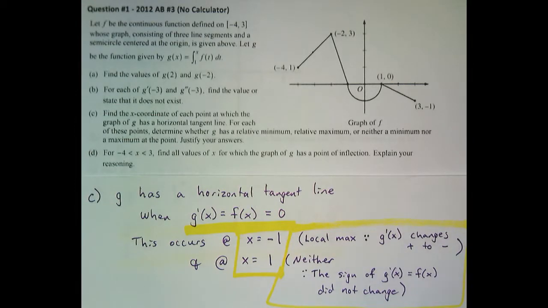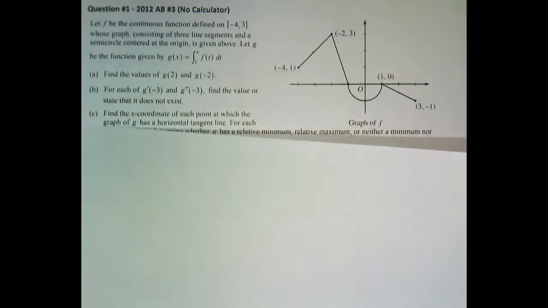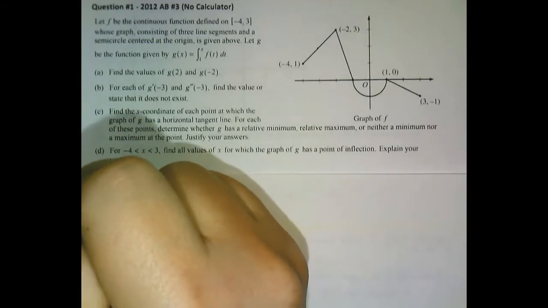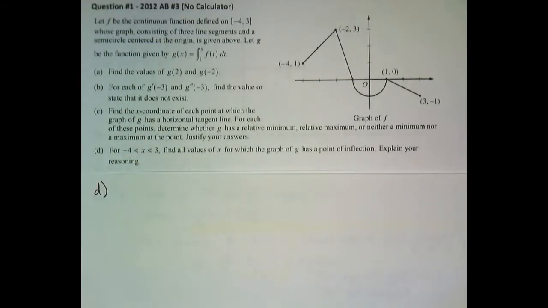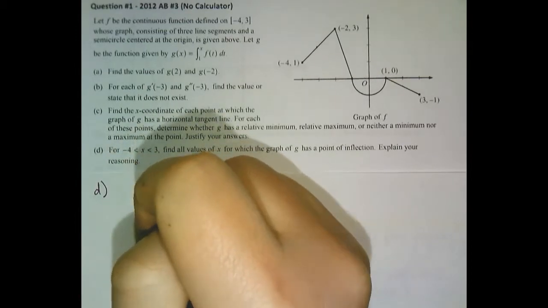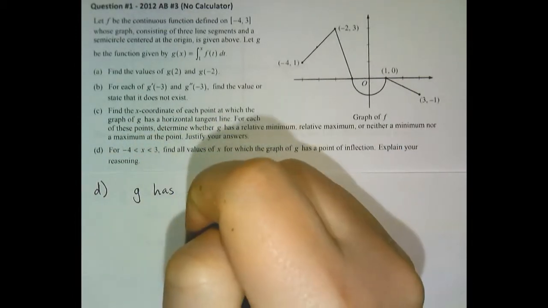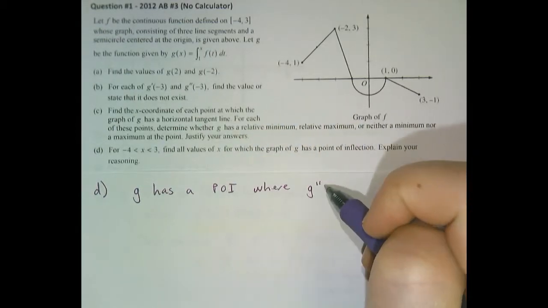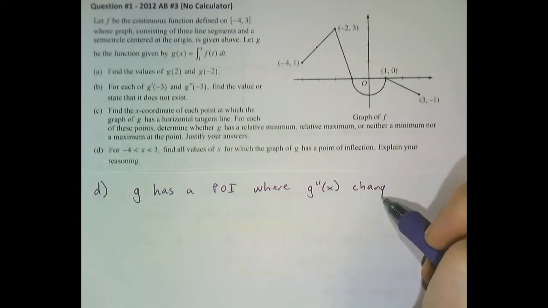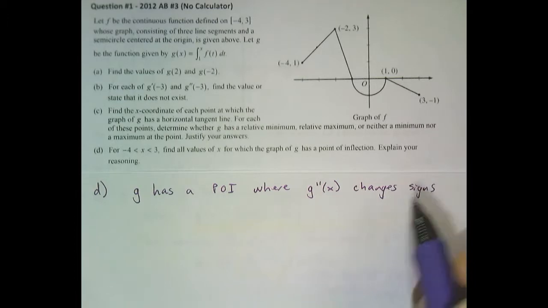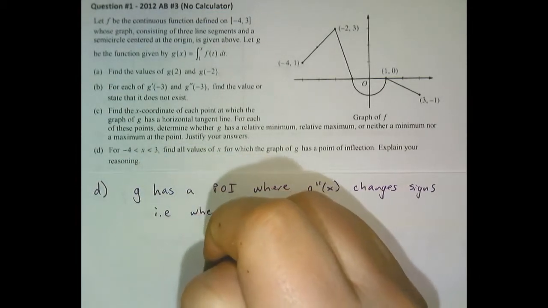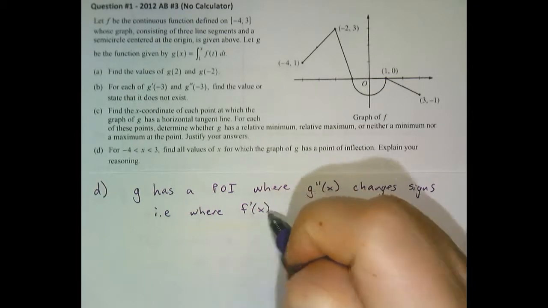Let's move on to part D. Part D says, find all the values for which G has a point of inflection. So a point of inflection is where concavity changes. So G has a point of inflection where G double prime of x changes signs. So we're looking for a spot where it switches signs, which means switches from concave up to down, or vice versa. Or in other words, where f prime of x changes signs.